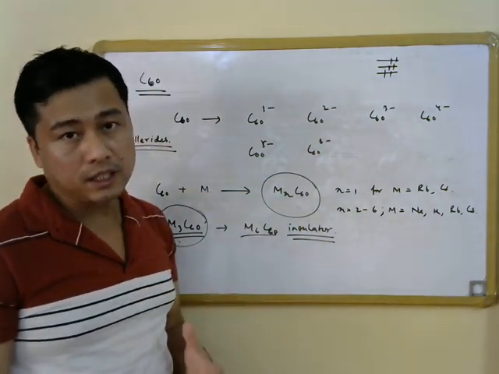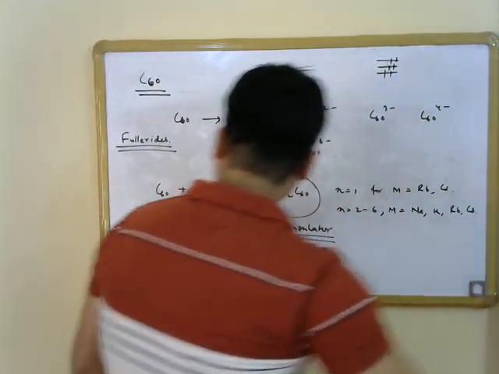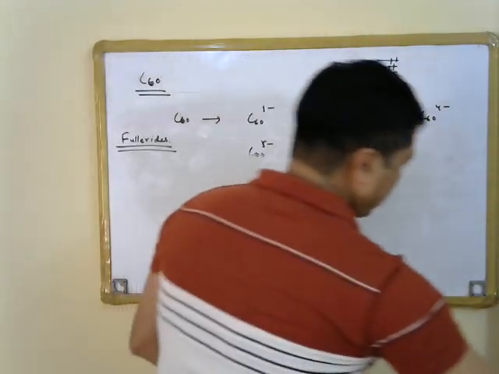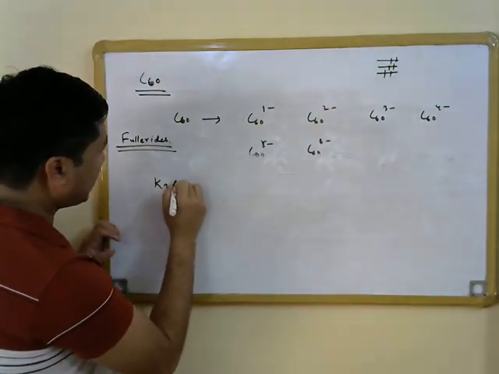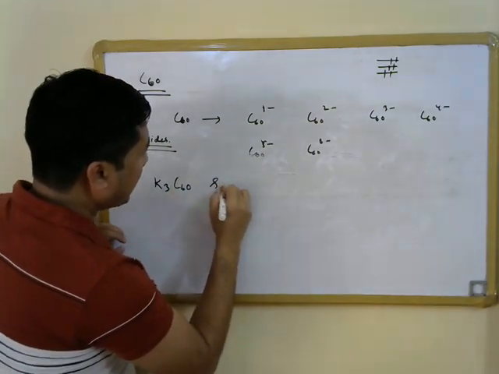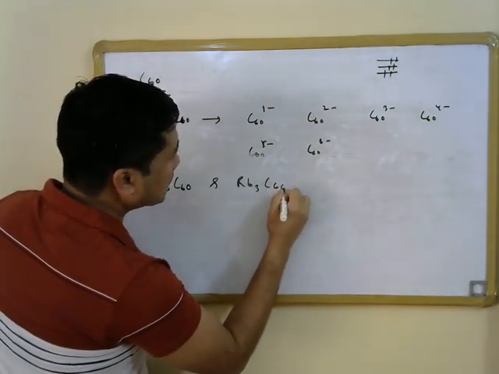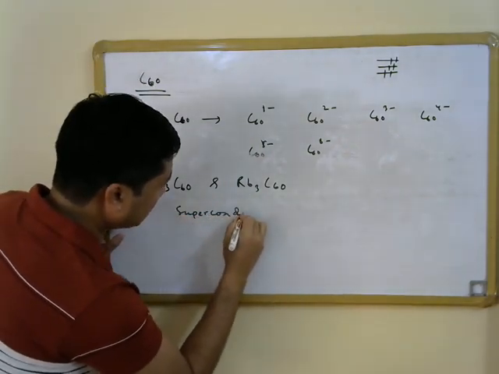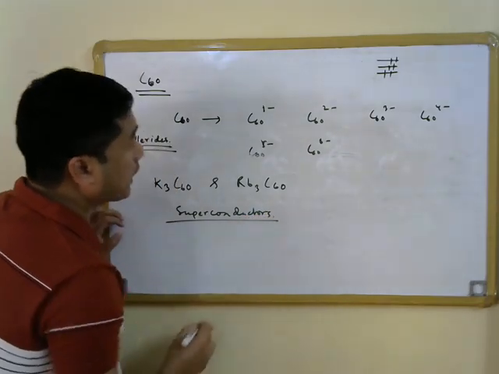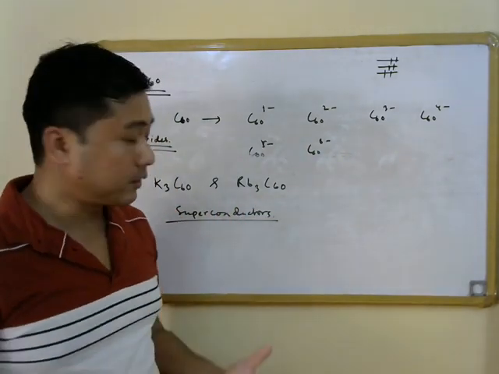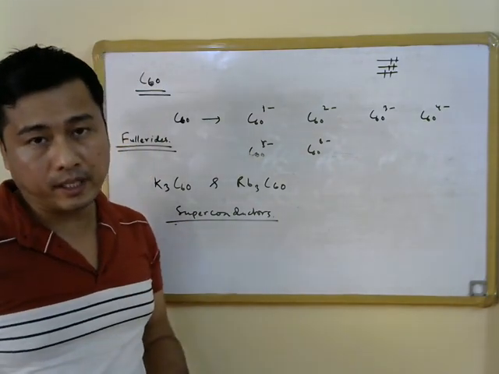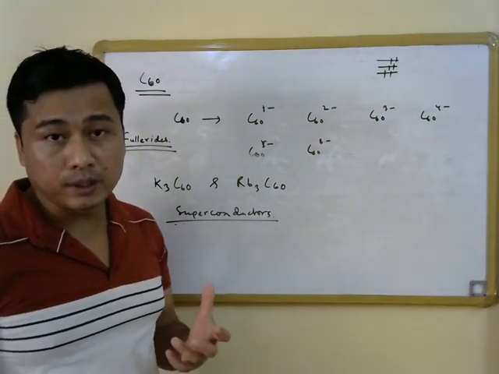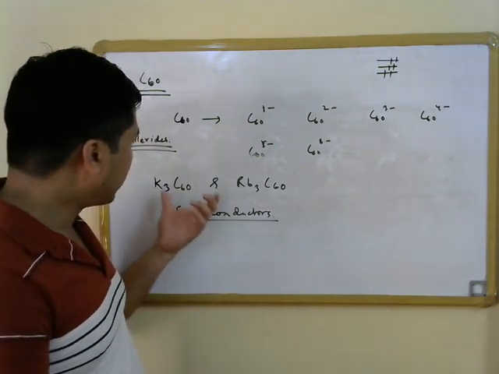Now, two specific fullerides, that is K3C60 and Rb3C60, are superconductors, because we have 3 electrons here and the conductivity is very high, and they behave as superconductors with zero resistivity at very low temperature. Of course, around 18 K, these two molecules behave as superconductors.